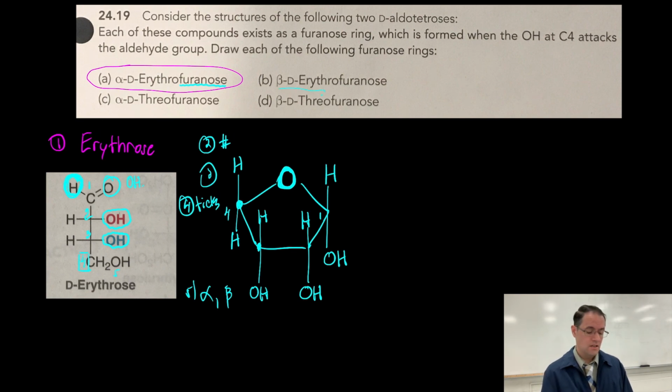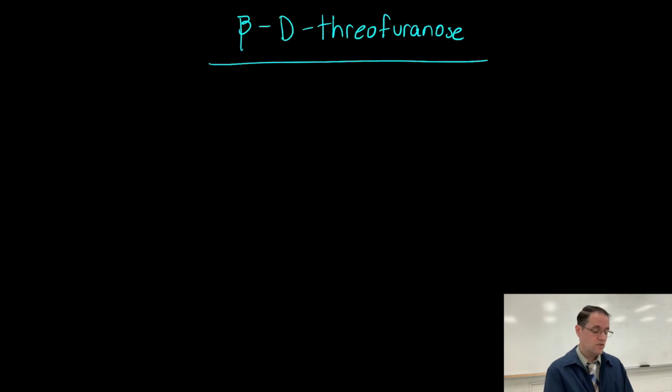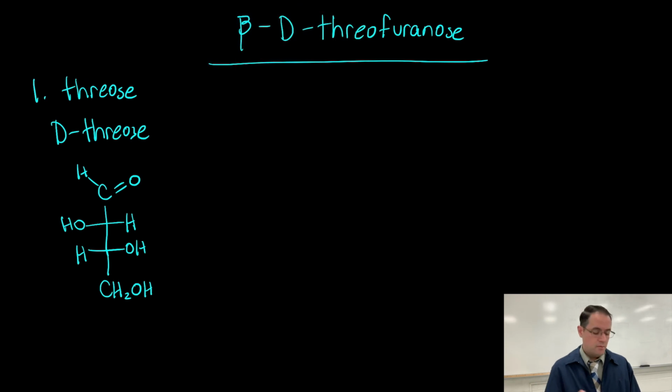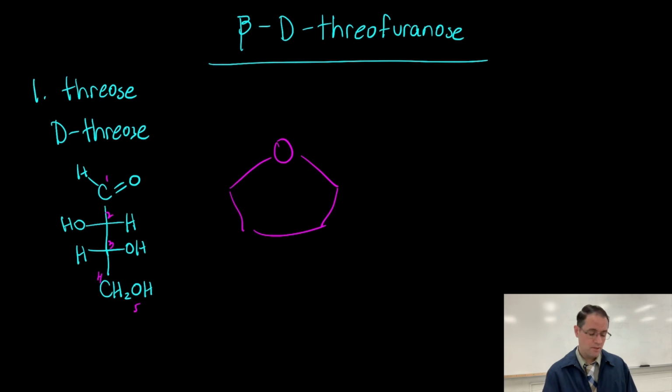Okay, let's do problem D here. Beta D 3-ose furanose. Step 1, I want to find out what the 3-ose is. So again, I number my carbons. I set up my template. I make my tick marks. I address the beta issue.